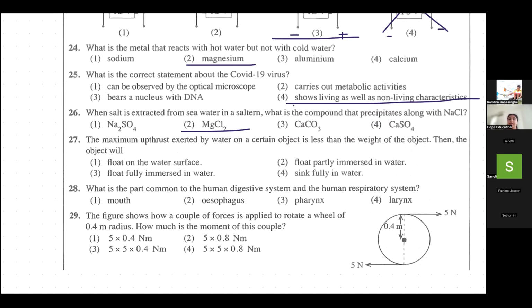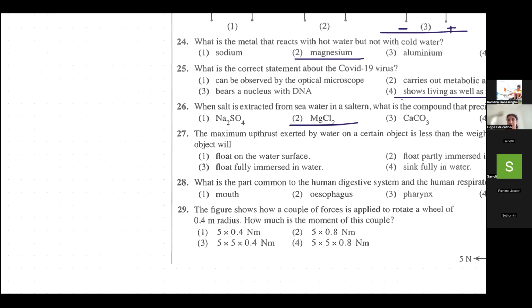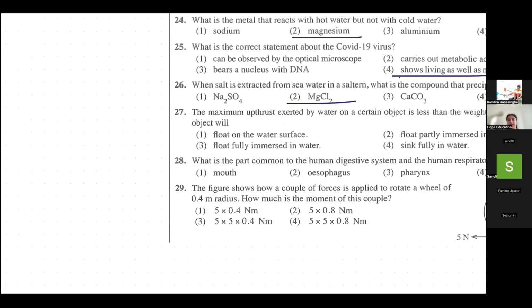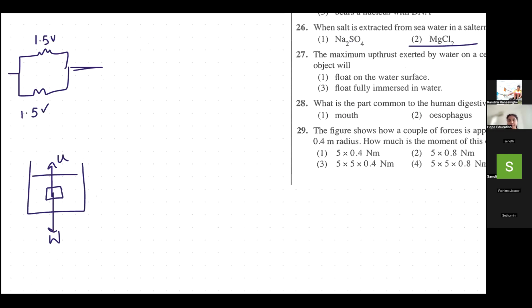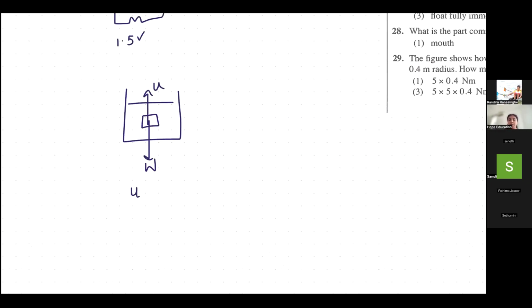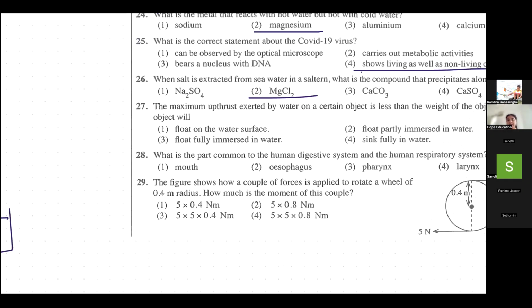The maximum upthrust exerted by water on a certain object is less than the weight of the object. Then what will happen? We have discussed this many times. When an object is put in water, the weight acts downward and the upthrust acts upward. They're saying the upthrust is less than the weight. Now what will happen? The weight is greater. So the object will go down and sink. So the answer is 4.